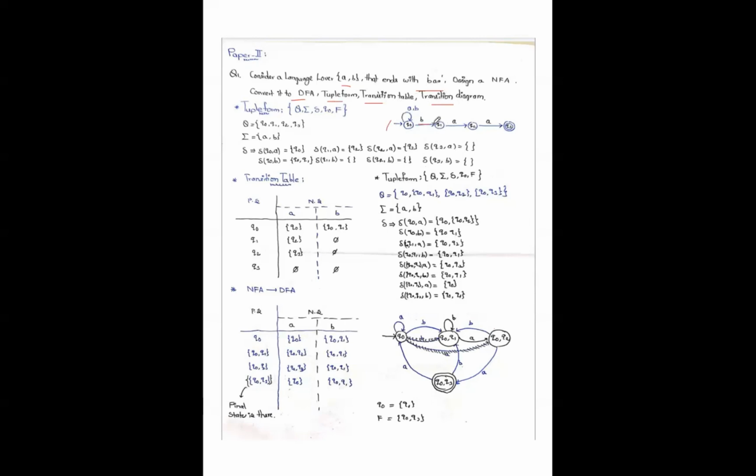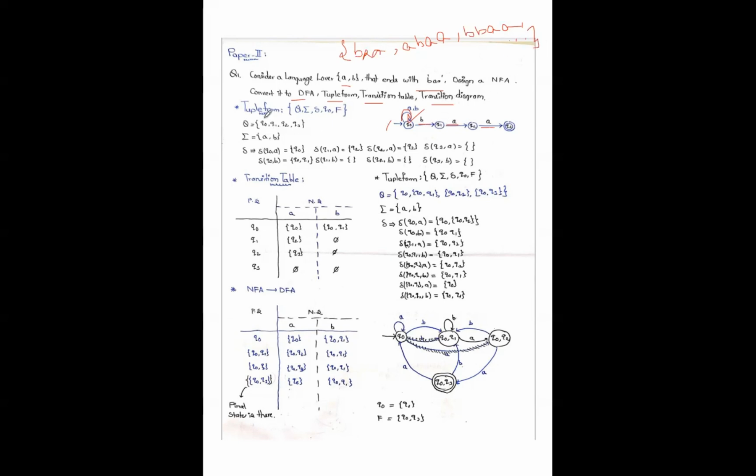Here you can see the minimum string is BAA in the language. Before this, you can have any number of A's and B's. It should end with BAA. So what is the language? Minimum string is BAA. Then it can start with A, but it should end only with BAA. Or it can start with B, but it should end only with BAA, and so on. Okay, so this is the NFA.